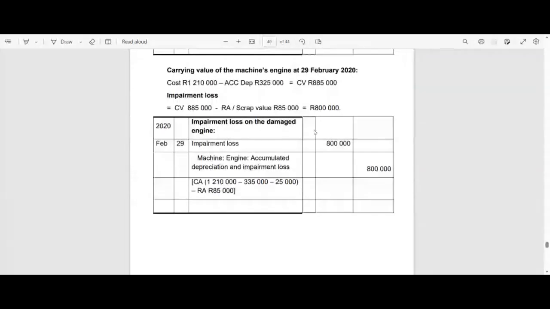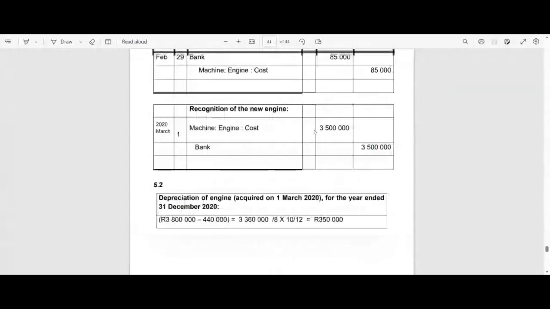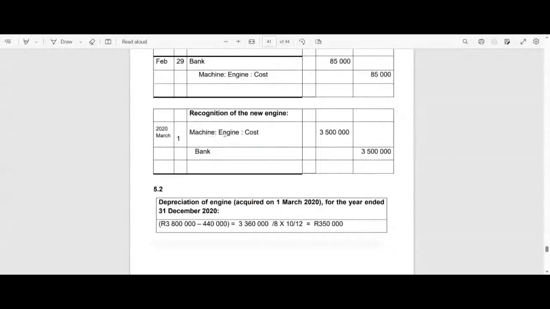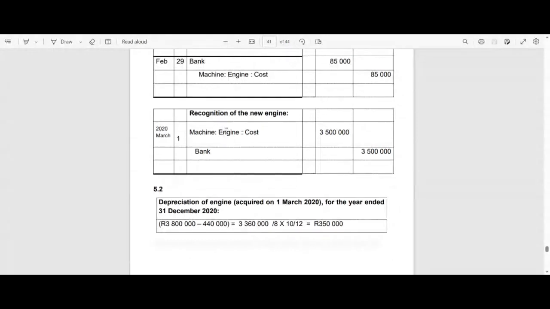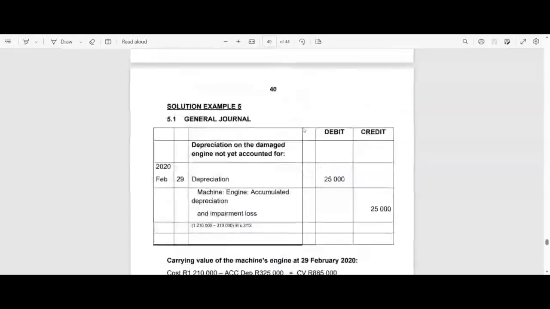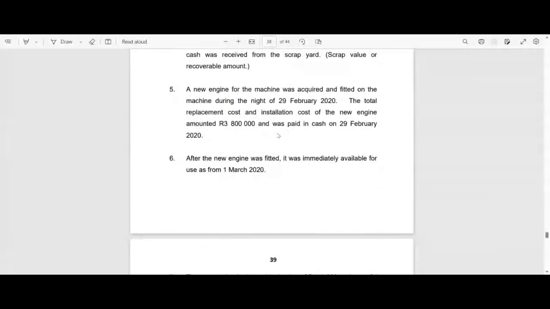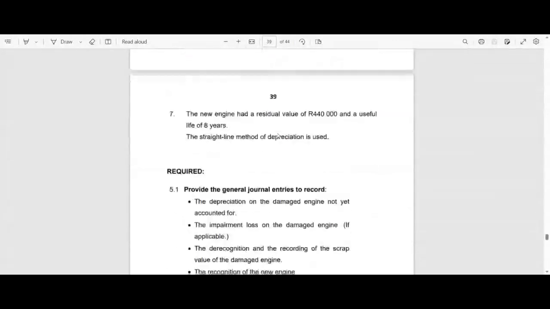So this is very straightforward. You know that from financial accounting one. It is simply now a question of reusing the same account. This didn't suddenly become old engine. That was just engine, like we said earlier. This doesn't suddenly become new engine. It's still the same account. So you're going to debit that same account, machine colon, engine colon, cost with that 3.5 million, or was it 3.8 million? No, don't tell me there's another typo. Okay, that should actually be 3.8 million. Sorry about that.